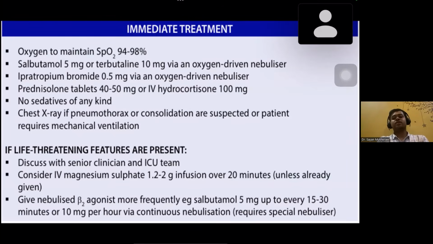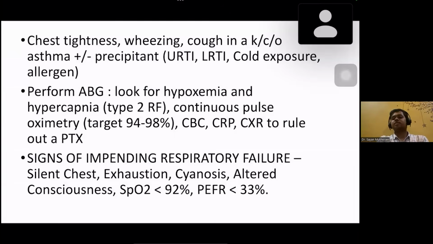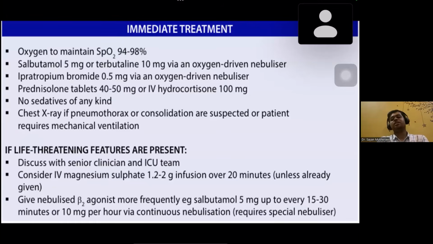And you also should give this patient oral prednisolone, which is a steroid. If some patients are very tired, they can't take oral medication. So you give them IV hydrocortisone, 100 milligrams. This is our initial treatment. And then if the patient starts developing these features of impending respiratory failure, that means you need to escalate your line of management. So you can give him IV magnesium sulfate, 1.2 to 2 grams.